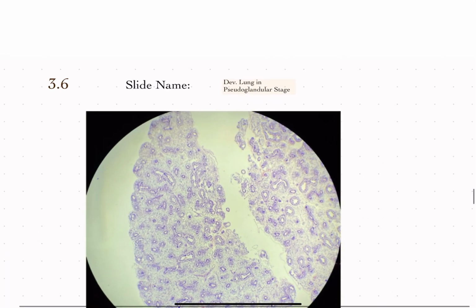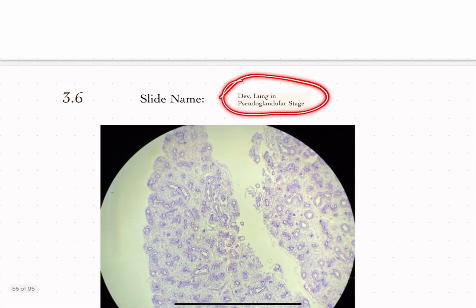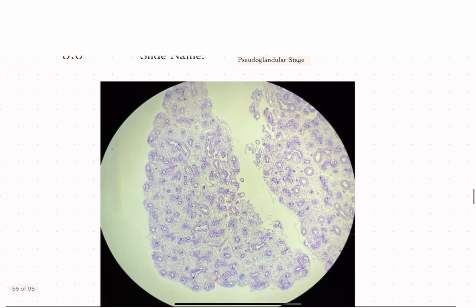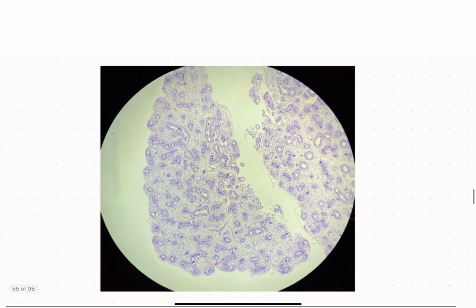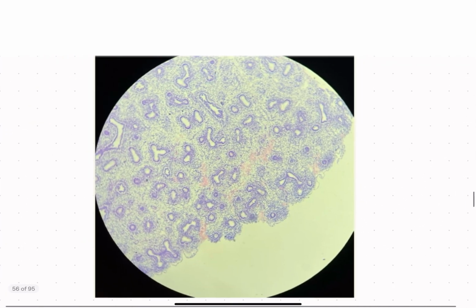As for the next slide, in this case, it's a separate lung slide. So we write in the developing lung in pseudoglandular stage. That whole name, if you don't write in the word developing or you forget the word pseudoglandular, you won't get the maximal amount of points. And then zooming in, we have some structures here. Now let me go through some structures that they might ask you.